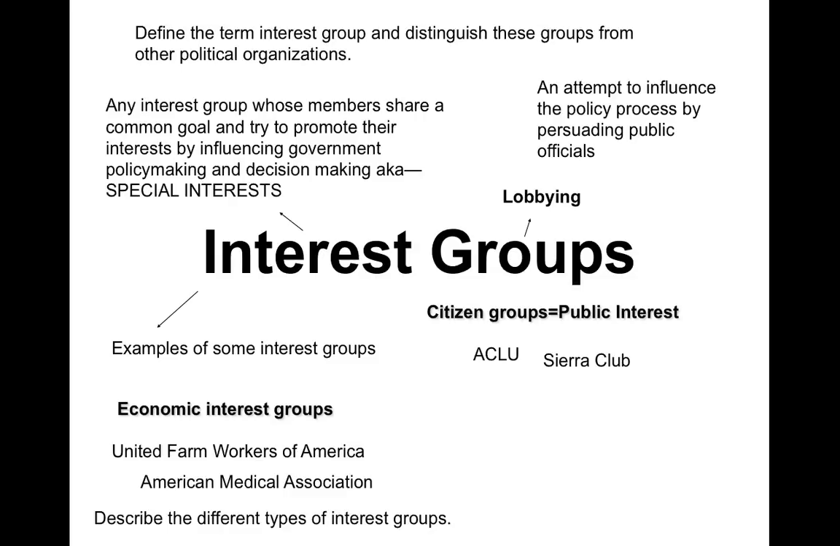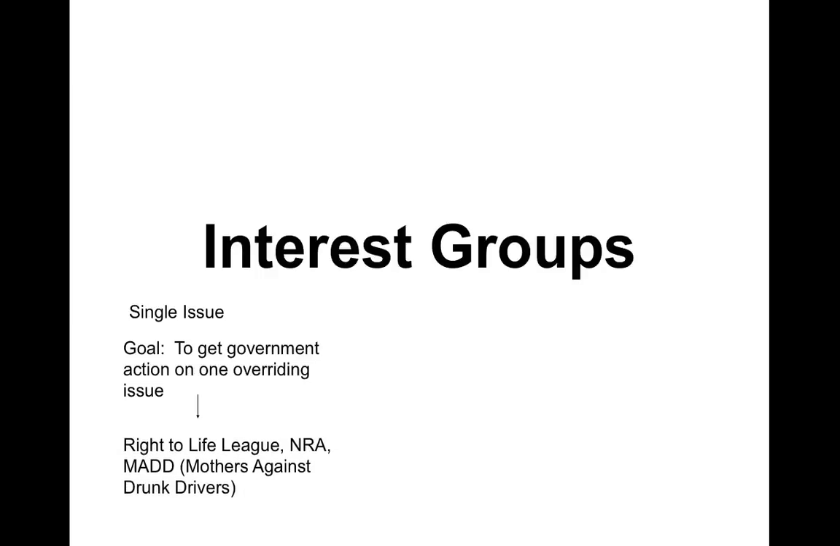If you have any questions on this, we're going to go over a little bit of it tomorrow in class. I have an activity that I'd like us to do. Some more interest groups: single issue interest groups. The goal is to get the government to act on an overriding issue. Again, you have the NRA, Right to Life, MADD, Mothers Against Drunk Driving. Remember what they did with federalism and getting the drinking age up to 21? That's a single issue interest group. And so they did that.